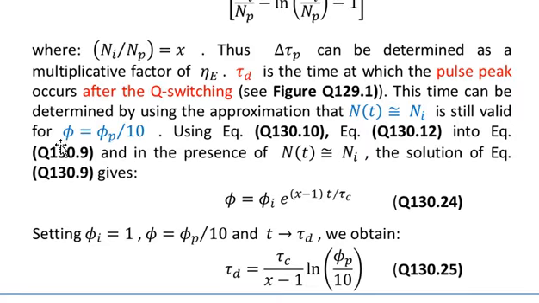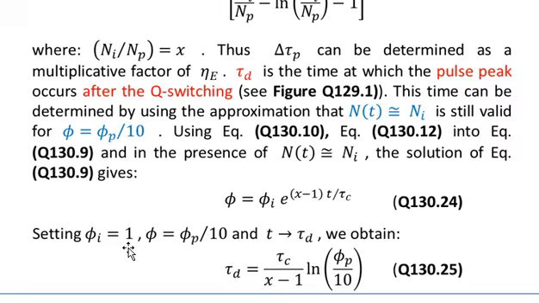Under the condition that the number of photons at the peak value is divided by 10, even then this holds. That is, we can replace phi also by a fixed number: the number of photons present in the peak divided by 10 can be used for the value of phi. So now we are using these parameters.